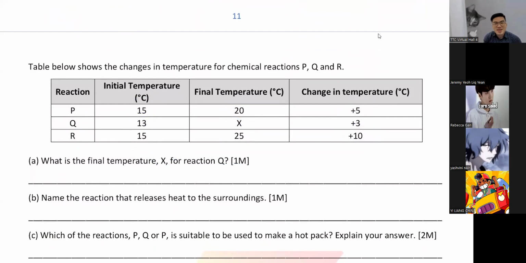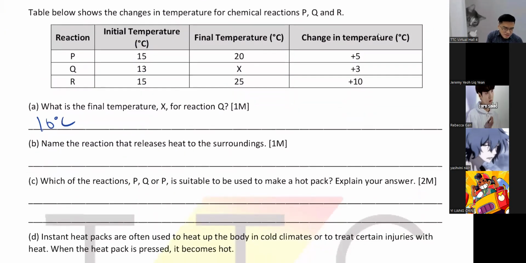Don't you feel humiliated doing a question like this? It's like asking you, are you stupid? All right, so 16. So B, name the reaction that releases heat to the surrounding. Exo. You get my point now? Why is this chapter so repetitive?